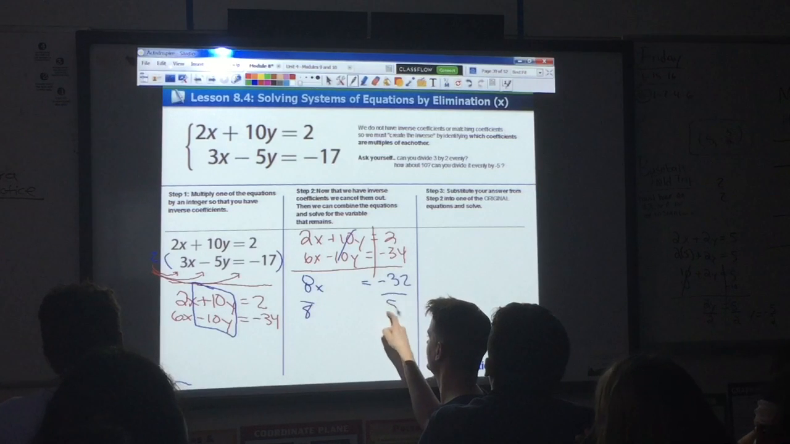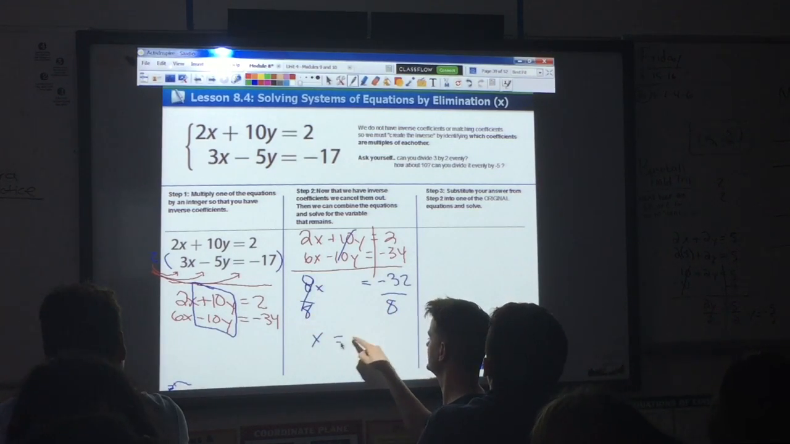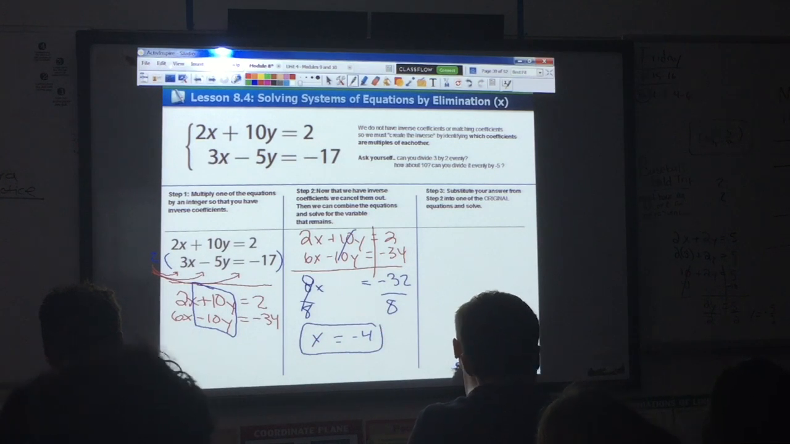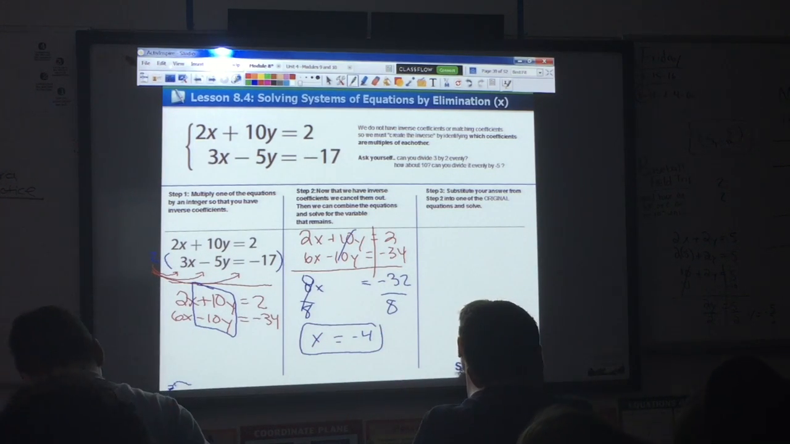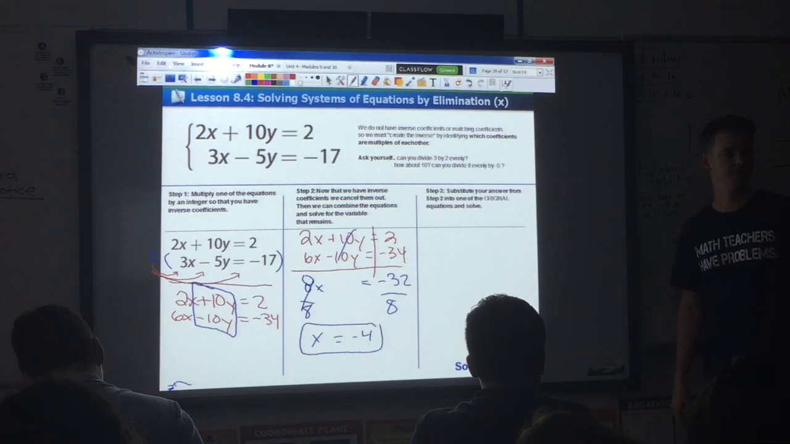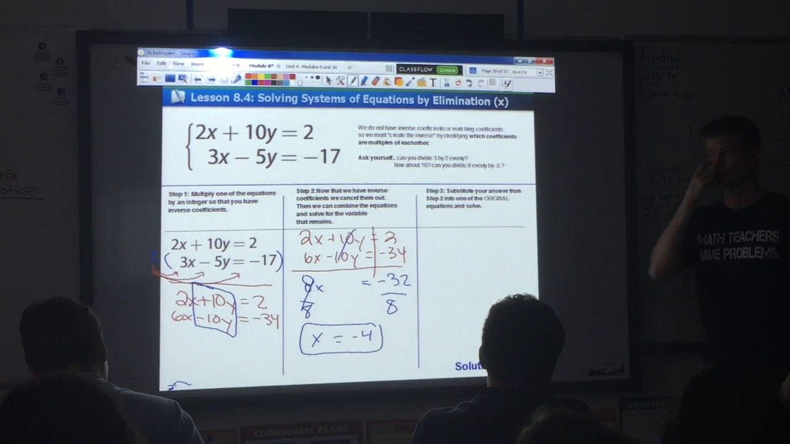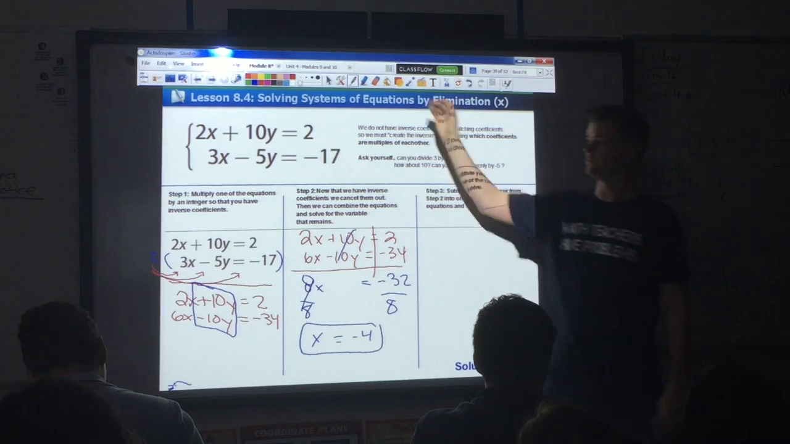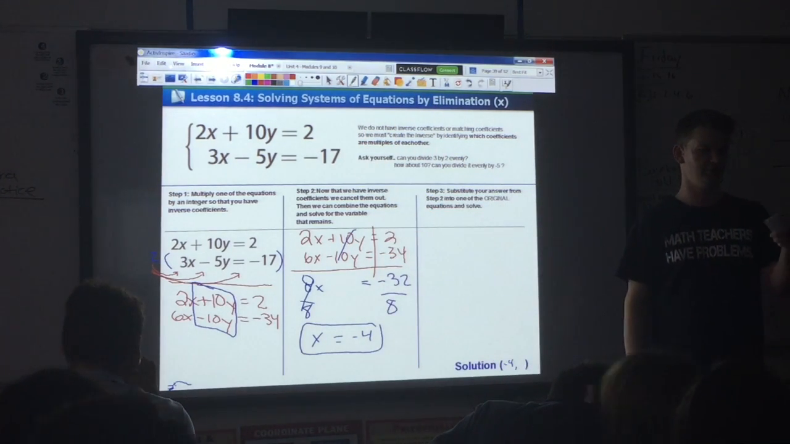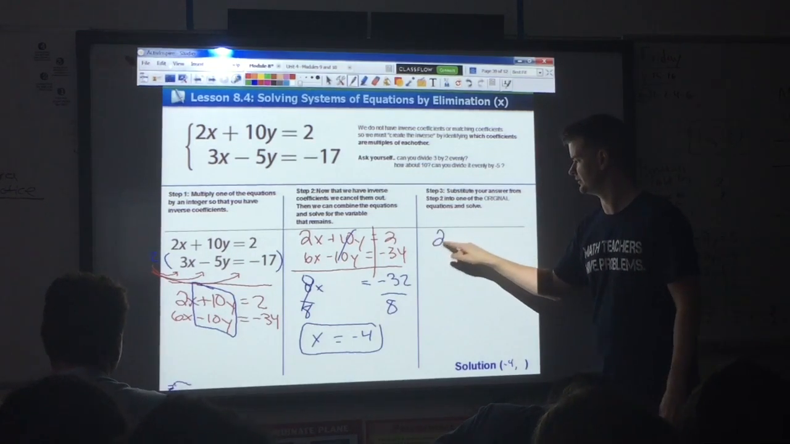8 and 8. That cancels. We get x is equal to negative 4. We have half the answer. Negative 4 is my x. I need to go back now and I need to find the what? Y. Make sure you go back and you use one of the original equations. Which one looks easier to work with? Top one. So we write the top one.